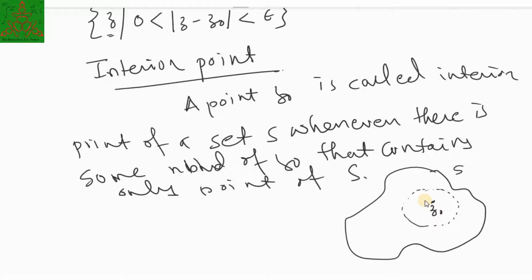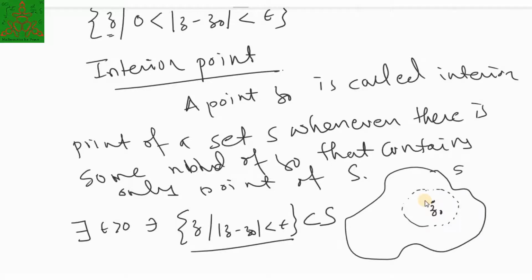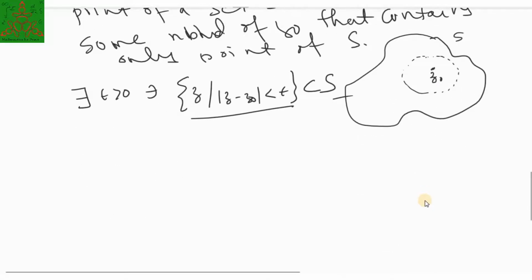So in mathematical notation, what we can write is: there exists epsilon greater than 0 such that the neighborhood, the set of z such that mod of z minus z0 less than epsilon, is a subset of S. So the entire neighborhood should lie inside S, then z0 is called an interior point of the given set.